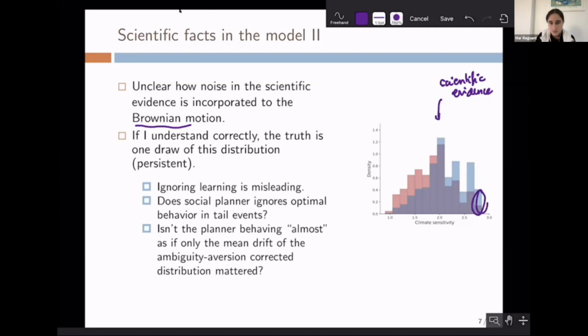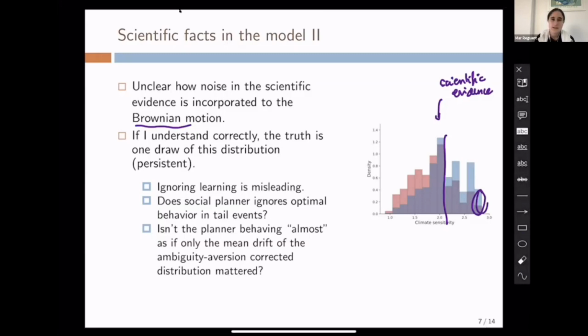Indeed, I feel like from the model, again, and this might be my lack of understanding, it's almost as if the planner were behaving as basically responding to the mean drift of this distribution. So in spite of having this distribution of uncertainty, because either we assume that we keep drawing from it, or the social planner behaves as if we keep drawing from it, I feel it's only responding, almost or kind of, to the mean drift and ignoring this tail behavior that in the literature has been so greatly emphasized.